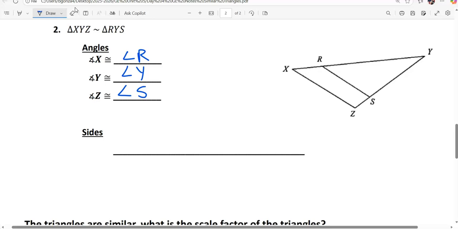Okay. Now this reminds me of our warm up today. Don't they have an angle that they're sharing right here that we know we can put here? Okay. We know they're similar, so that means R has to match X. S has to match Z.